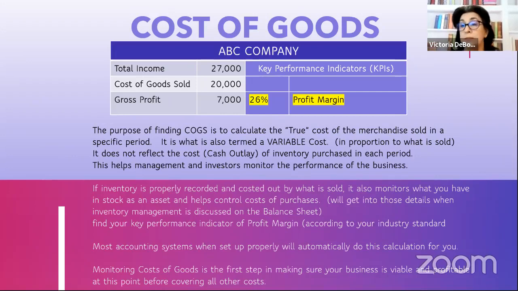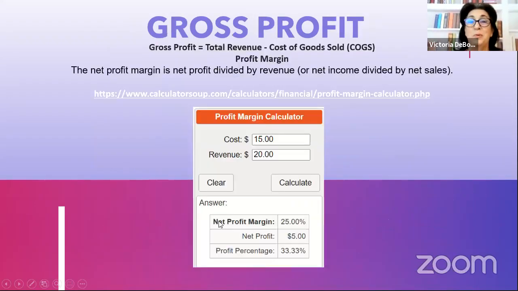Most accounting systems, if you properly set them up and you're using inventory properly, will automatically do this calculation for you. It's not something that you have to figure out how to do. If your system is set up properly, this will happen automatically. And monitoring the cost of goods is the first step in making sure your business is viable and profitable at this point, before covering any other costs. So if you've got a good gross profit, now, well, I know I have money to pay my rent and payroll and all those other things. But before we get to that part, we'll talk about profit margin.